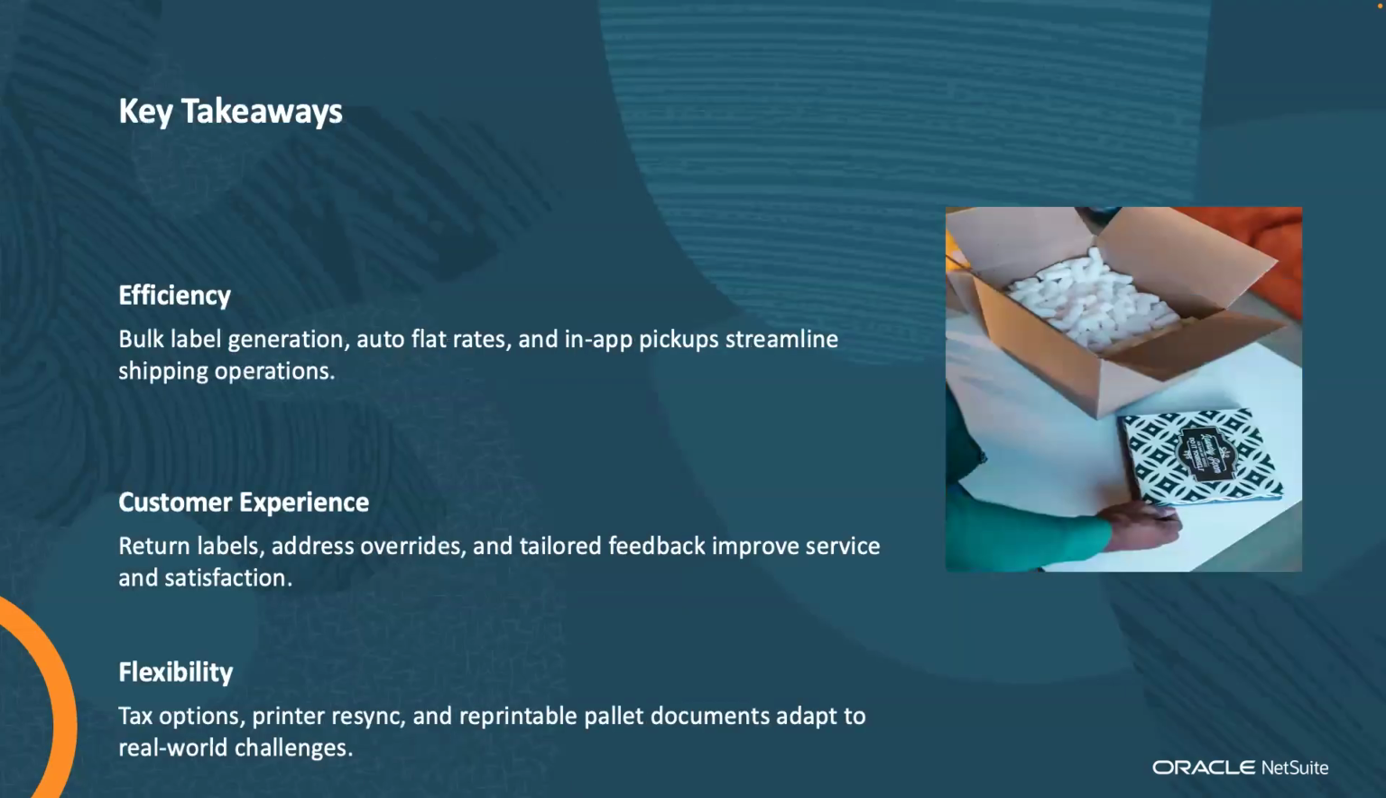So let's recap the big picture. Efficiency. Bulk label generation, auto-applied flat rates, and integrated pickups make operations smoother. Customer experience. Return labels, address overrides, and tailored feedback keep customers happy. When it comes to flexibility, international tax options, printer resyncs, and reprintable pallet labels mean the system adapts to real-world challenges. Altogether, Ship Central 2025.2 is about making shipping smarter.